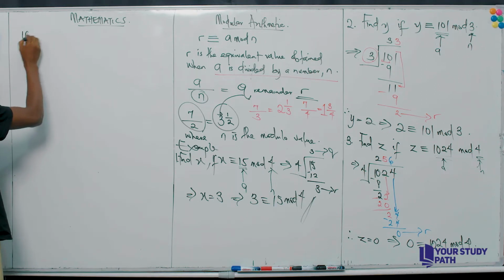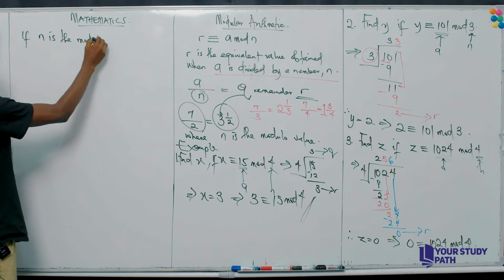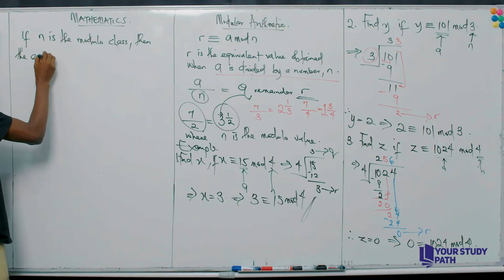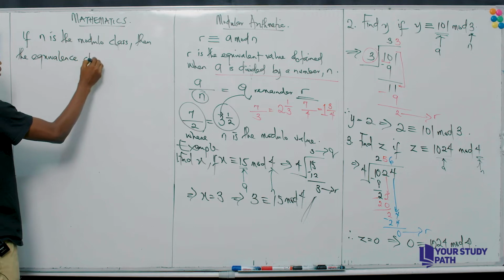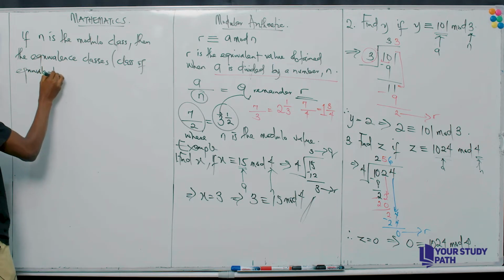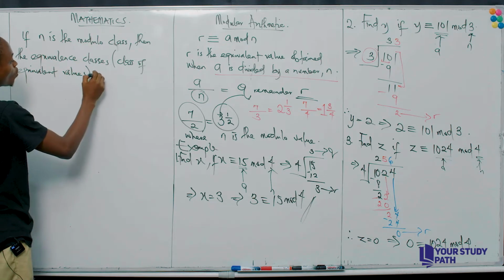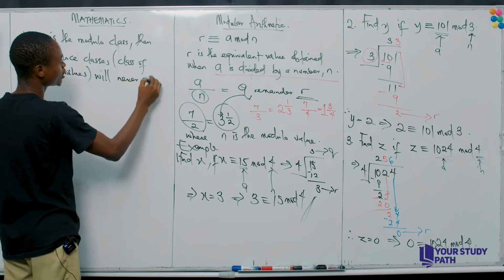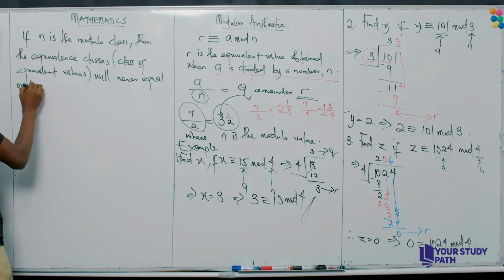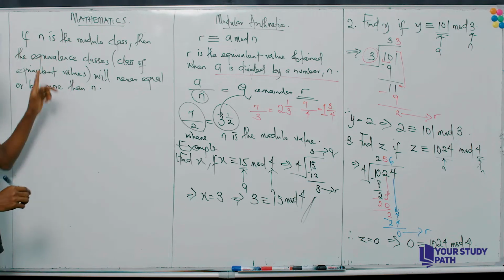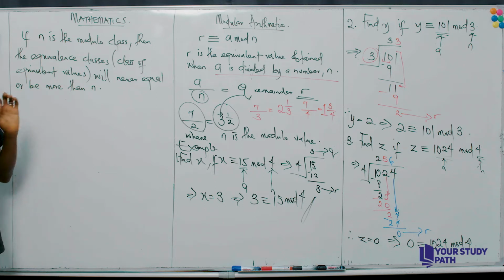It means that if n is the modulo class, then the class of equivalent values, which in fact are remainders, will never equal or be more than n.